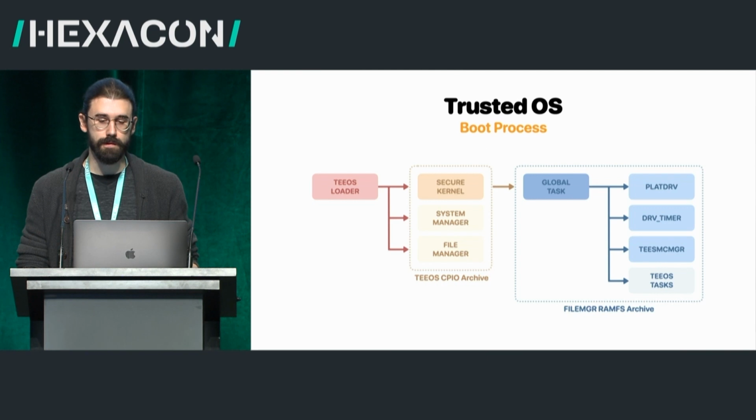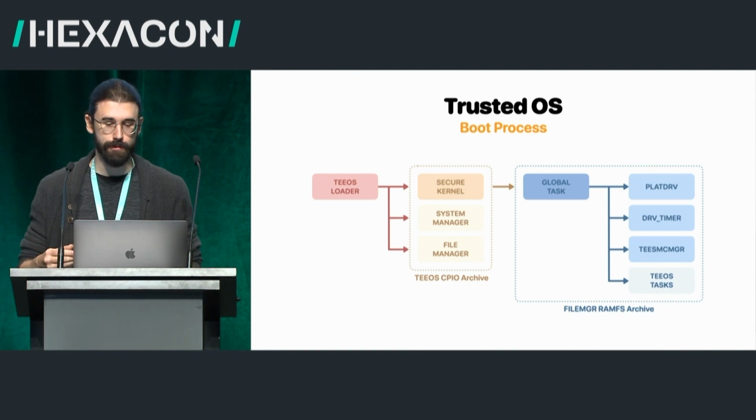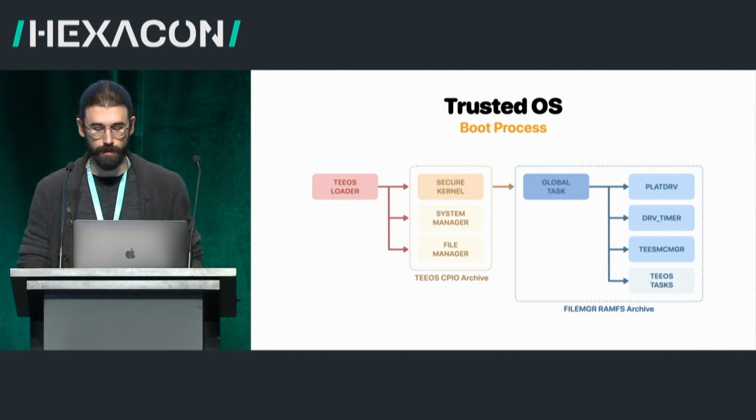So the trusted OS starts its boot process in fastboot, which is going to run the TOS loader, which is found in the TOS binary. Also in the TOS binary, you have a CPIO archive, which contains the secure kernel and the two managers. In the file manager, you have an additional file system, that is the RAMFS, and in this file system, you have tasks and drivers. And now the system manager is going to run the global task from the RAMFS, and the global task is then going to start all the tasks and drivers, and from there we can start loading trusted applications, etc., and we can consider the TrustZone as up and running.